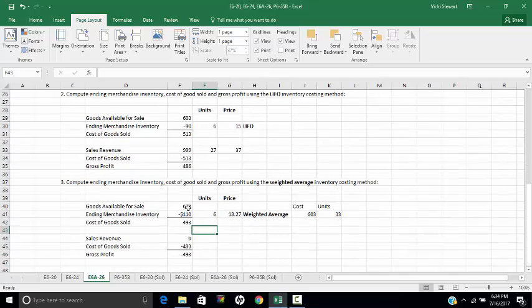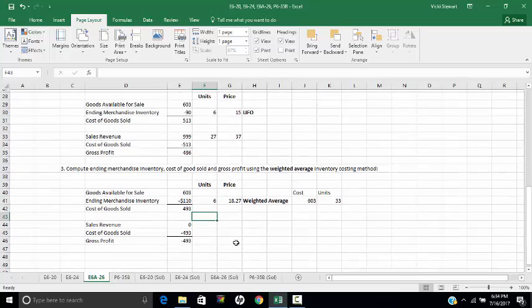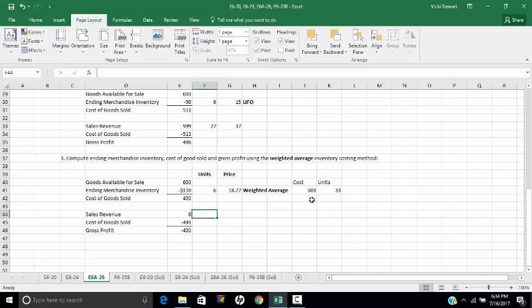Subtracting that from goods available for sale, we get $493 in cost of goods sold. We determine our revenue again, 27 units times $37. We subtract our $493 from our $999 in sales revenue, and that gives us gross profit under the weighted average method of $506. And that is the conclusion of exercise 6A26.